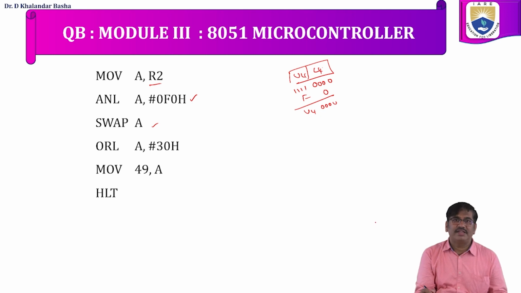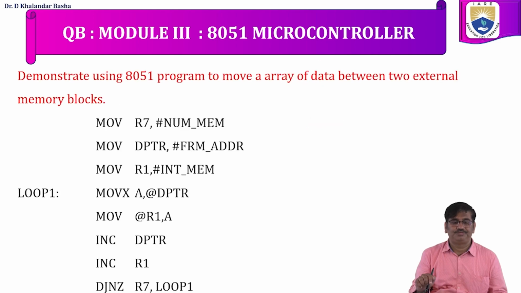When you swap the accumulator, the lower 4 bits will be swapped with the upper 4 bits. So after the swapping operation, zeros will be placed in the upper nibble, then the upper 4 bits will be placed in the lower nibble. Then add or OR with 30H for converting into an ASCII number, and that will be loaded into the target memory location, which is 49H. To stop the program, the last instruction is HLT that we can write.